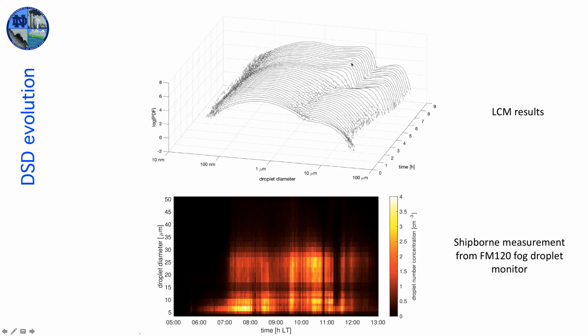Here's the development of that peak in the middle. And then here's, again, what is basically the unactivated accumulation mode particles, which are just kind of floating around the simulation, and which develops over this 8 or 9 hour simulation.